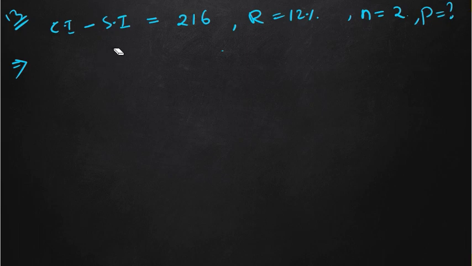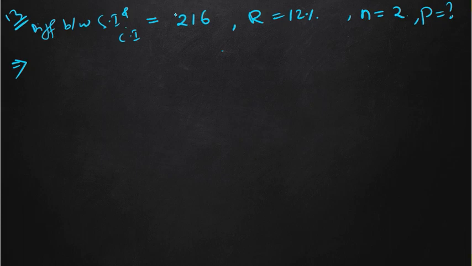Okay, so the question is that the difference between the compound interest and the simple interest is 216, but we don't know exactly whether the compound interest is bigger or the simple interest is bigger. So the difference between compound interest and simple interest is 216. Let us write this as: difference between simple interest and compound interest equals 216.